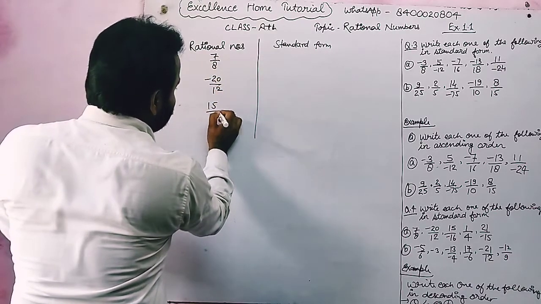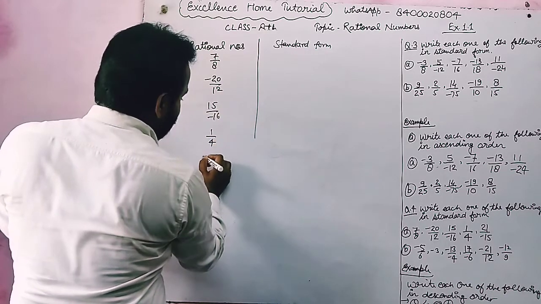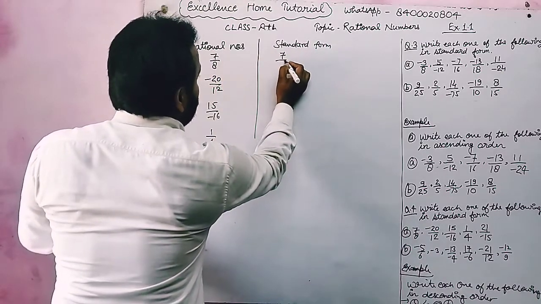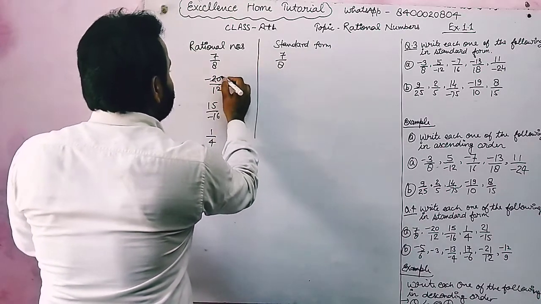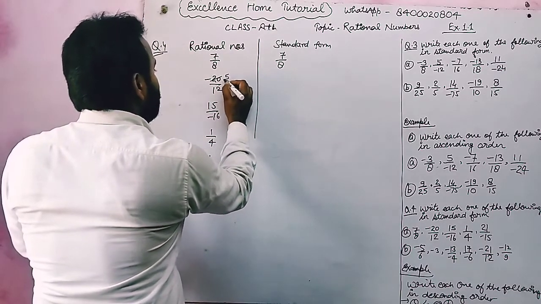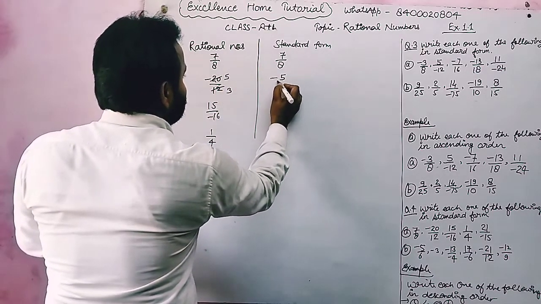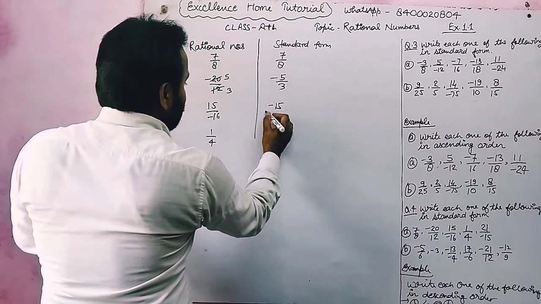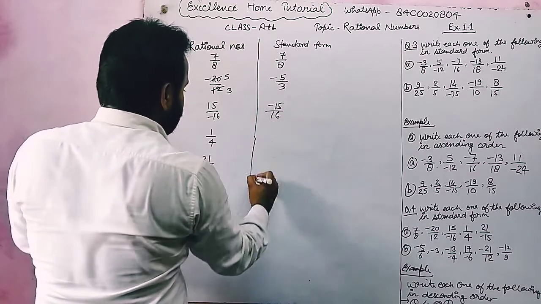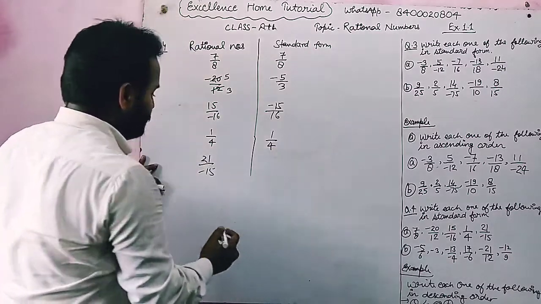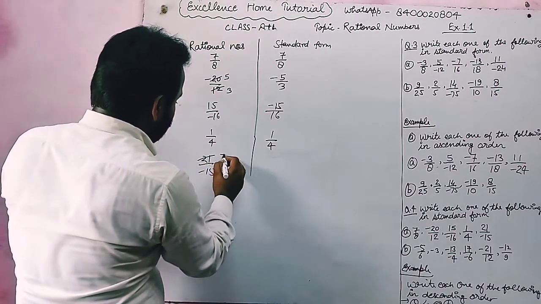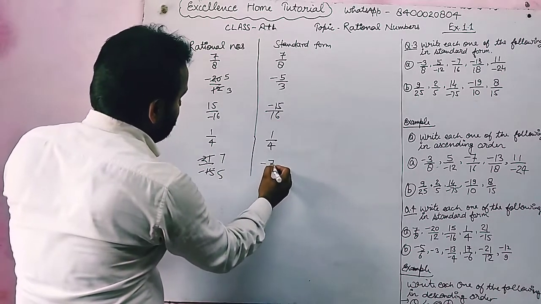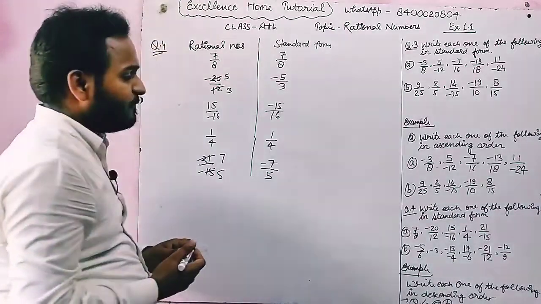Standard form: this is 7 by 8, minus 20 by 12, 15 by minus 16, and 1 by 4, 21 by minus 15. In this, it is in lowest form and the denominator is positive. This is divided by 4, minus 5 by 3. In this, we have to make the denominator positive. Divide by 3: this is 7 by 5, and we have to make the denominator positive. So this is standard form.